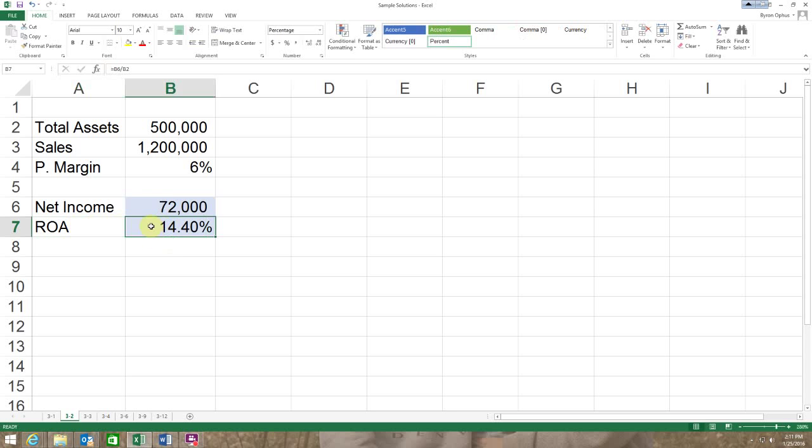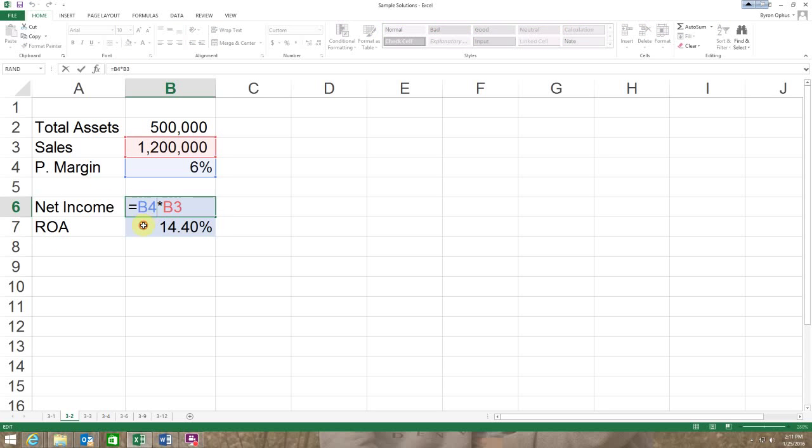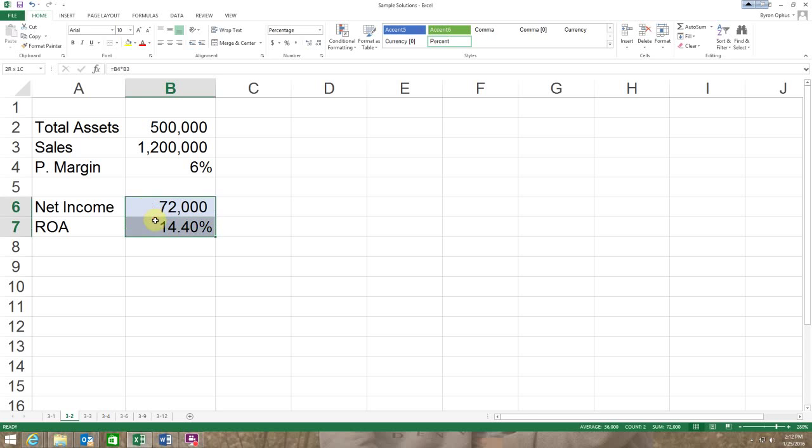I didn't have that label, but then that's just my net. Remember, return on anything is net income divided by whatever that anything is, or assets in this case. So this is simply going to be equal to my net income divided by, and I just left click up here on my total assets, and I get a return on assets of 14.4%.